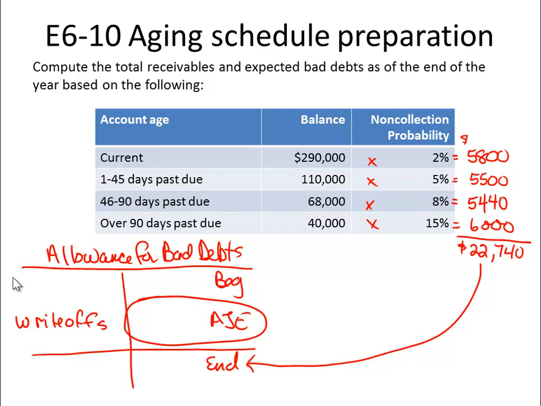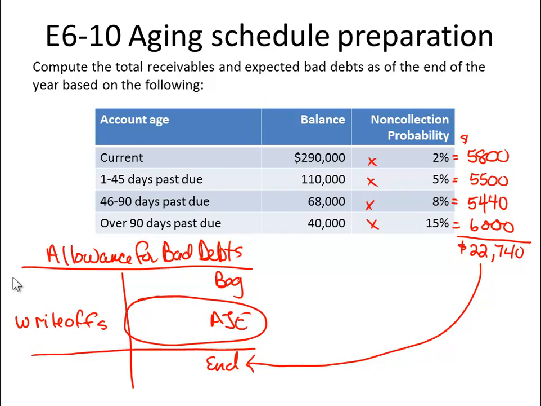Or is it past due? Is it 1 to 45 days past due, 46 to 90 days past due, or over 90 days past due? So you stratify the total balance in your accounts receivable. The percentages of non-collectability come from your experience, and these percentages will always be given. What you do is you take the non-collection probability times the strata, and you come up with the estimate of what you think is not going to pay from that strata.